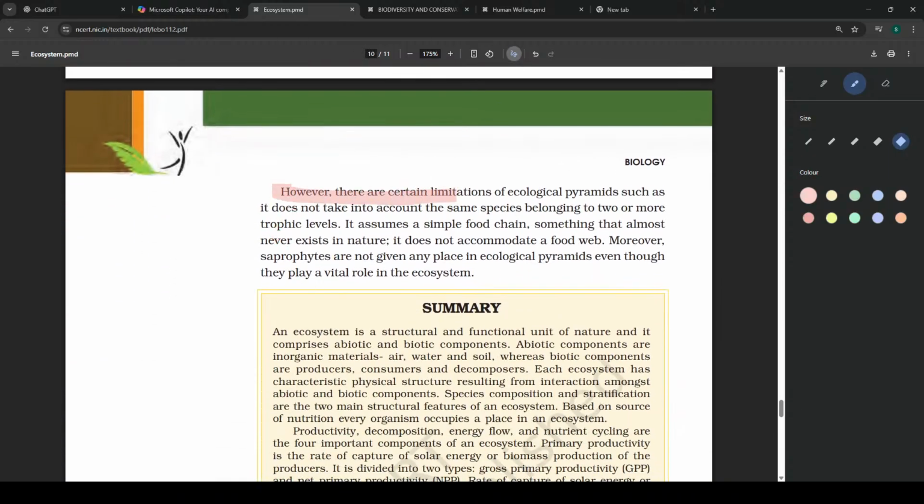However, there are certain limitations of ecological pyramids. It does not take into account the species belonging to two or more trophic levels, like the sparrow we saw. It assumes a simple linear food chain, which almost never exists in nature. It does not accommodate a food web. Moreover, saprophytes are not given any place in ecological pyramids, even though they play a vital role in the ecosystem. These are the drawbacks. Okay, once again, let's read it.